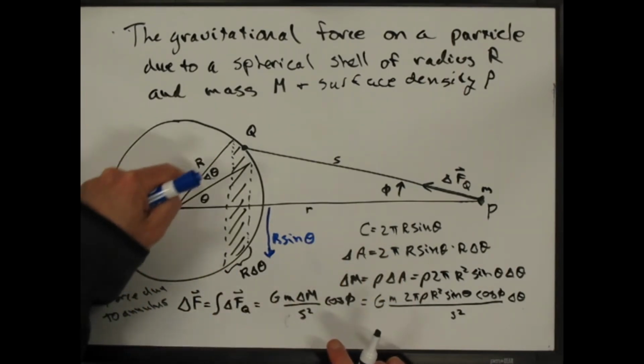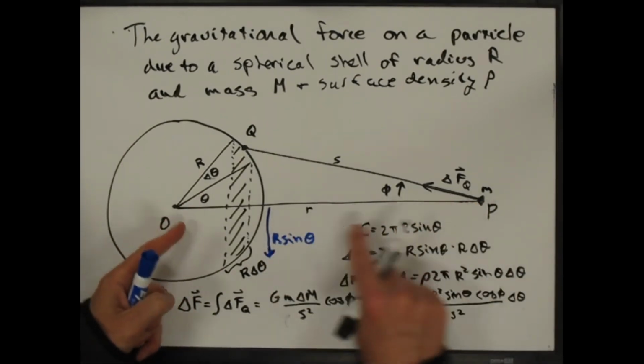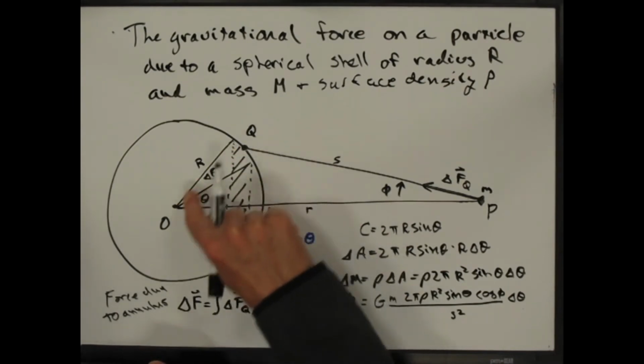And so I've defined a whole bunch of things here. Here's the center. It's got radius r. Here's my particle. It's at point P. The distance between them is little r. The radius of the sphere is big R.